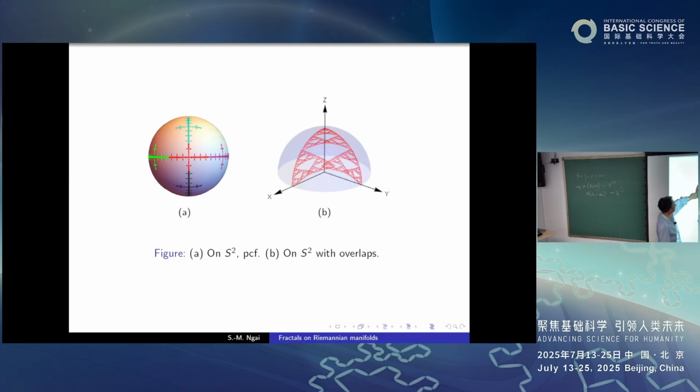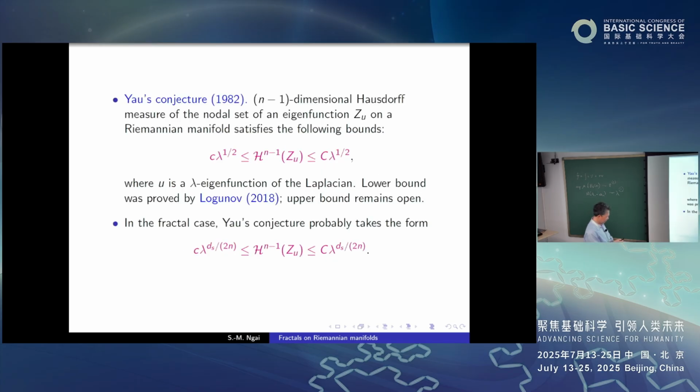Even something like this is hard, to compute even the box dimension. But we have some results concerning the Hausdorff dimension of these fractal sets, and partial results on the box dimension of some of these fractal sets. But the main motivation is Yau's conjecture concerning nodal sets of eigenfunctions.